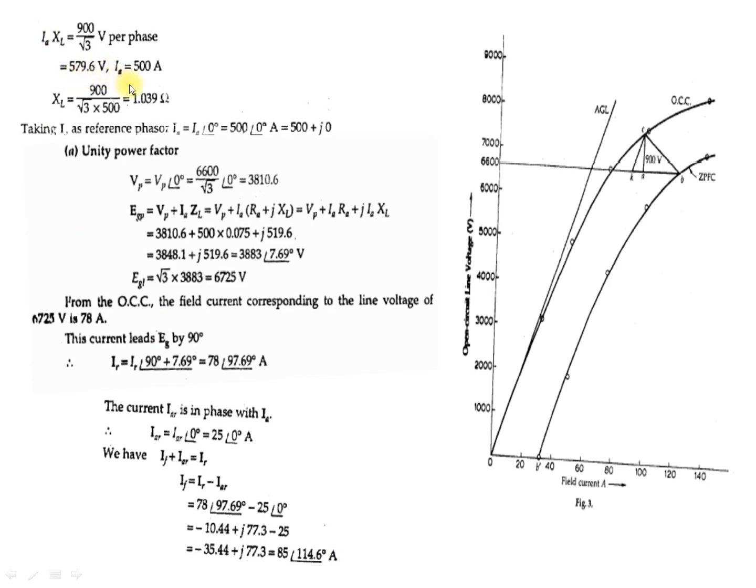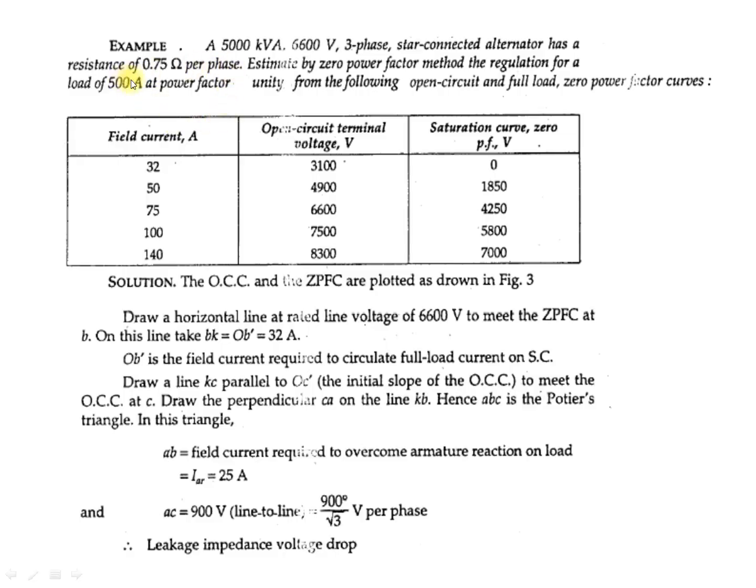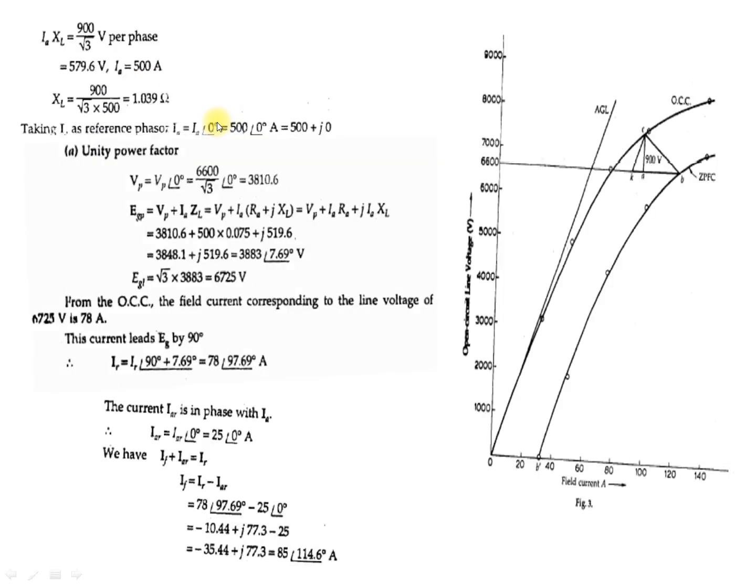That voltage will be 519.6 volts. Since we have a load of 500 amps connected to the alternator, we will have that value as IA. So IA is equal to 500 amps. From this we can find out XL, like 900 divided by root 3, divided by 500. So we will get the value of 1.039 ohms.